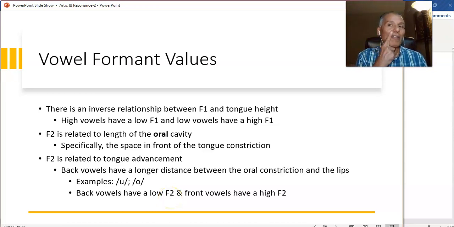F2 is localized in the front. And all the front vowels are going to have a high F2 because front vowels mean that the tongue moves forward to take more room from the front. So back vowels, the tongue goes back. Just think about it this way: where the tongue is not, you have lower frequency. Where the tongue is, you have higher frequency because the tongue takes more room.